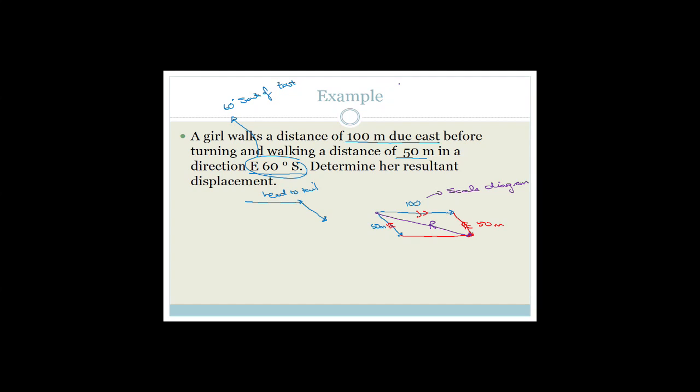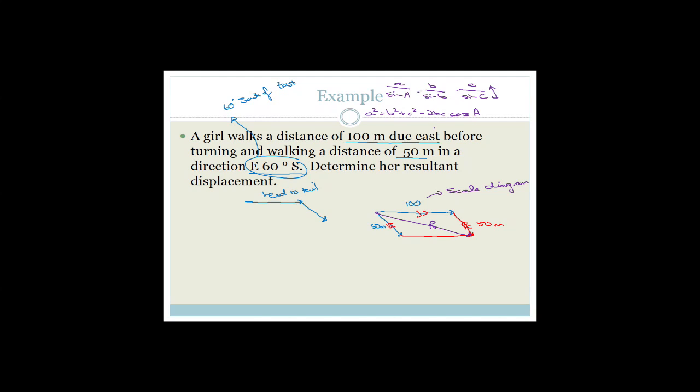The sine rule says a over sine A equals b over sine B equals c over sine C, or vice versa. You can draw these both ways. The cos rule says a squared is equal to b squared plus c squared minus 2bc cos A. a squared equals b squared plus c squared minus 2bc cos A.